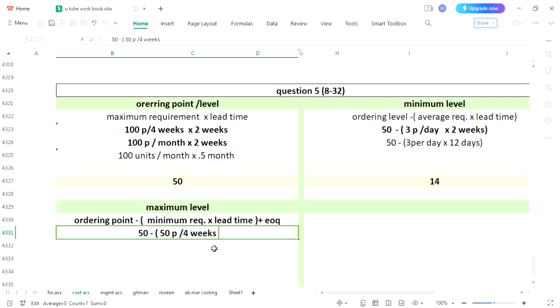You need to multiply by lead time. Lead time is 2 weeks. And then you need to add economic order quantity. For that, we will go back to the question.